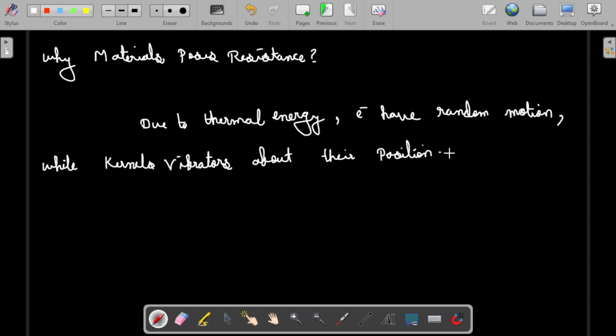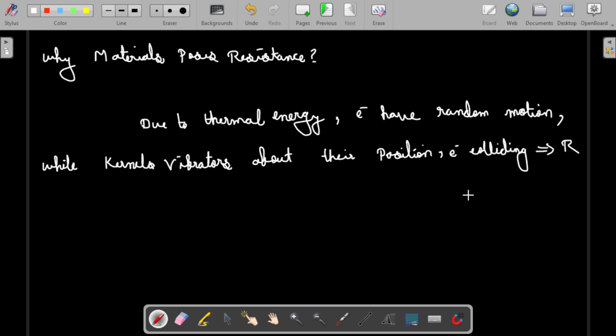Due to this random motion, electrons collide with each other. As a result, resistance will be produced. At T equal to 0 Kelvin, absolute temperature, there is no thermal energy, no random motion, no collision. So R will be equal to 0. If R is equal to 0, then we call that superconductance. That is not naturally possible, right?